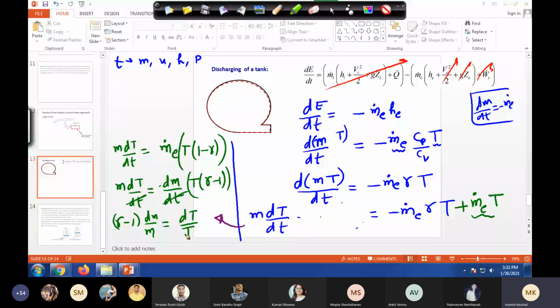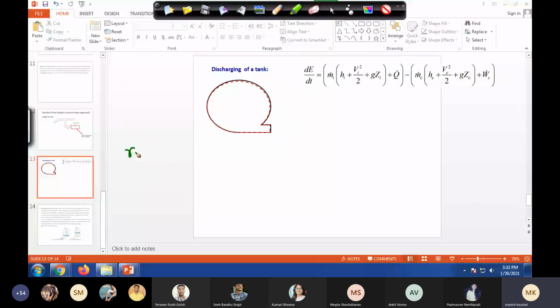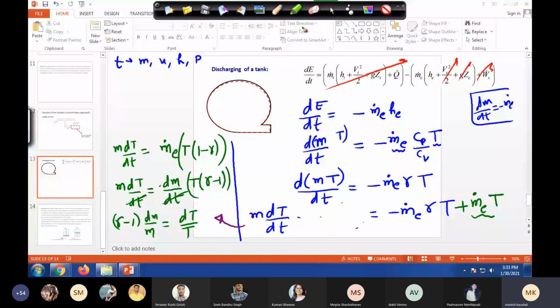So this is ln and this here is also ln. Let's go to the next page. So we have gamma minus 1 ln mf by m naught, and there is no minus sign problem. Fine, no problem. So then this is equal to ln Tf by T naught.